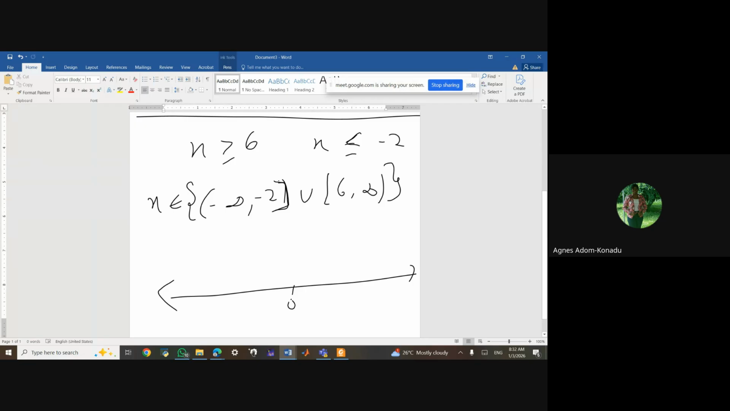I have 0 here. So I can have 6 here. So we are saying that we take 6 and then it is greater than or equal to 6. So I'll shade this. And then I have -2 here. So I take -2 and it is less than -2. So I go this way. But -2 is part of it. Okay. So the interval is this part and then this part. But in between is not part of it.